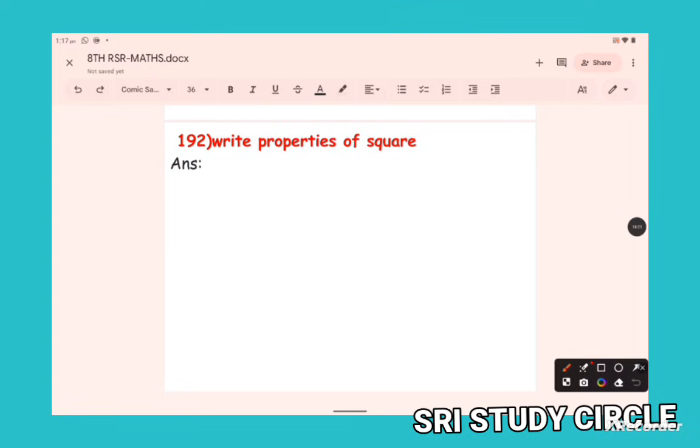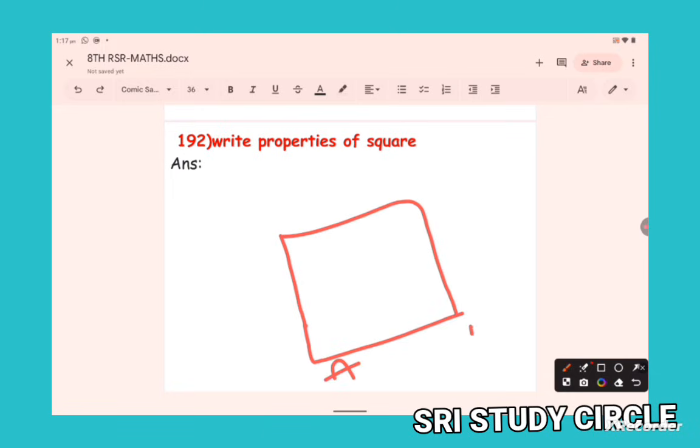Write properties of square. So this is one square here, A, B, C, D. In a square, all sides are equal. All angles are equal, and each one is 90 degrees. Opposite sides are parallel.